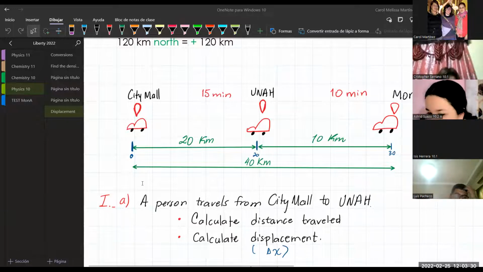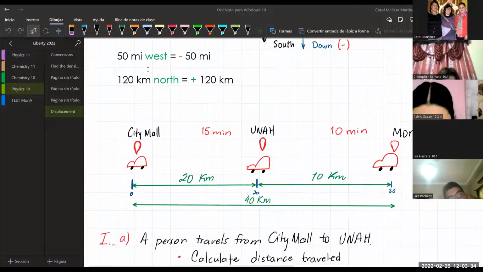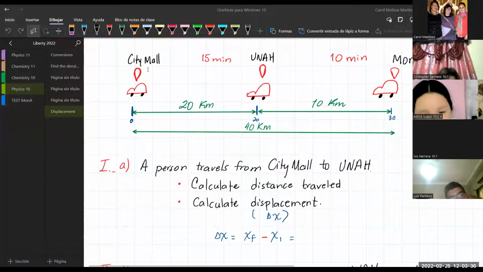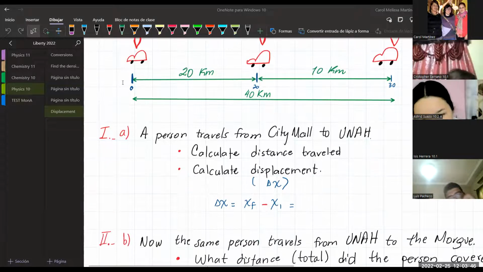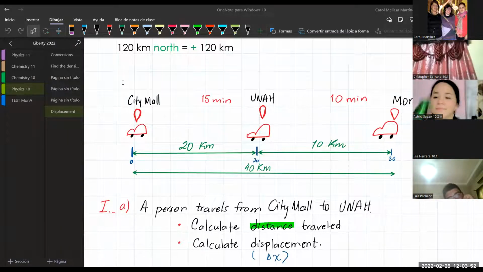Let's work with one example of displacement. A person travels from City Mall to Una. Calculate the distance traveled and calculate the displacement. I want you to understand the difference between the two.